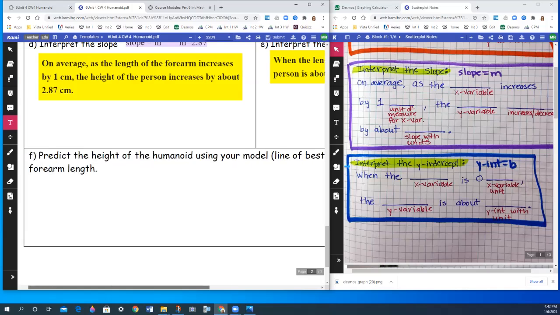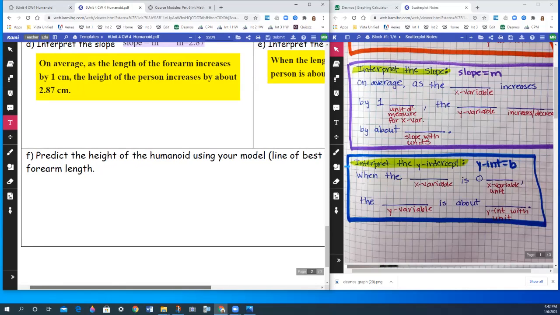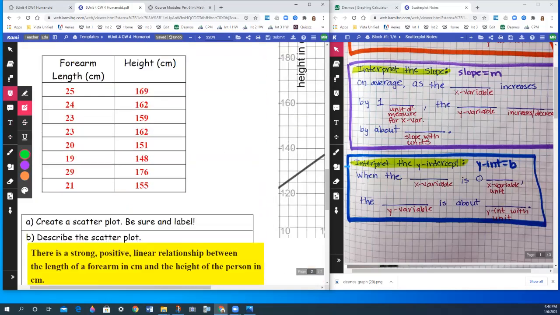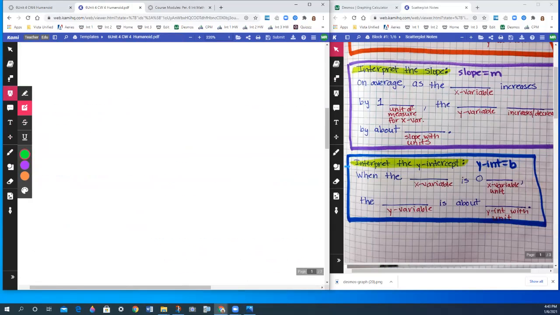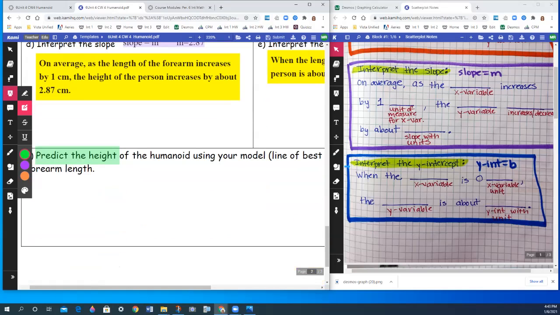Now the next question says, predict the height of the humanoid using your model, your line of best fit. This word predict always means use your equation. And so they wanted us to answer the actual question, which was, if the bone of the forearm is 26.4 centimeters, what's circled in pink, what is the height of the person? So 26.4 centimeters.